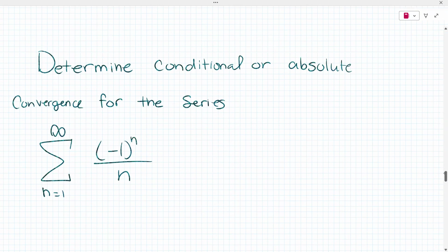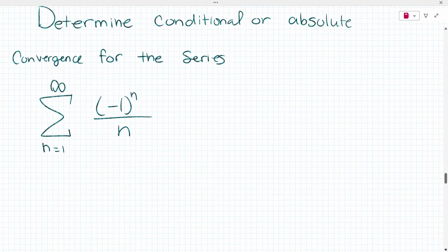So let's do an example. Determine conditional or absolute convergence for the series. So what we're going to do, I think it's pretty much the same rule. The only difference is we just put the absolute value. That's really the main difference.